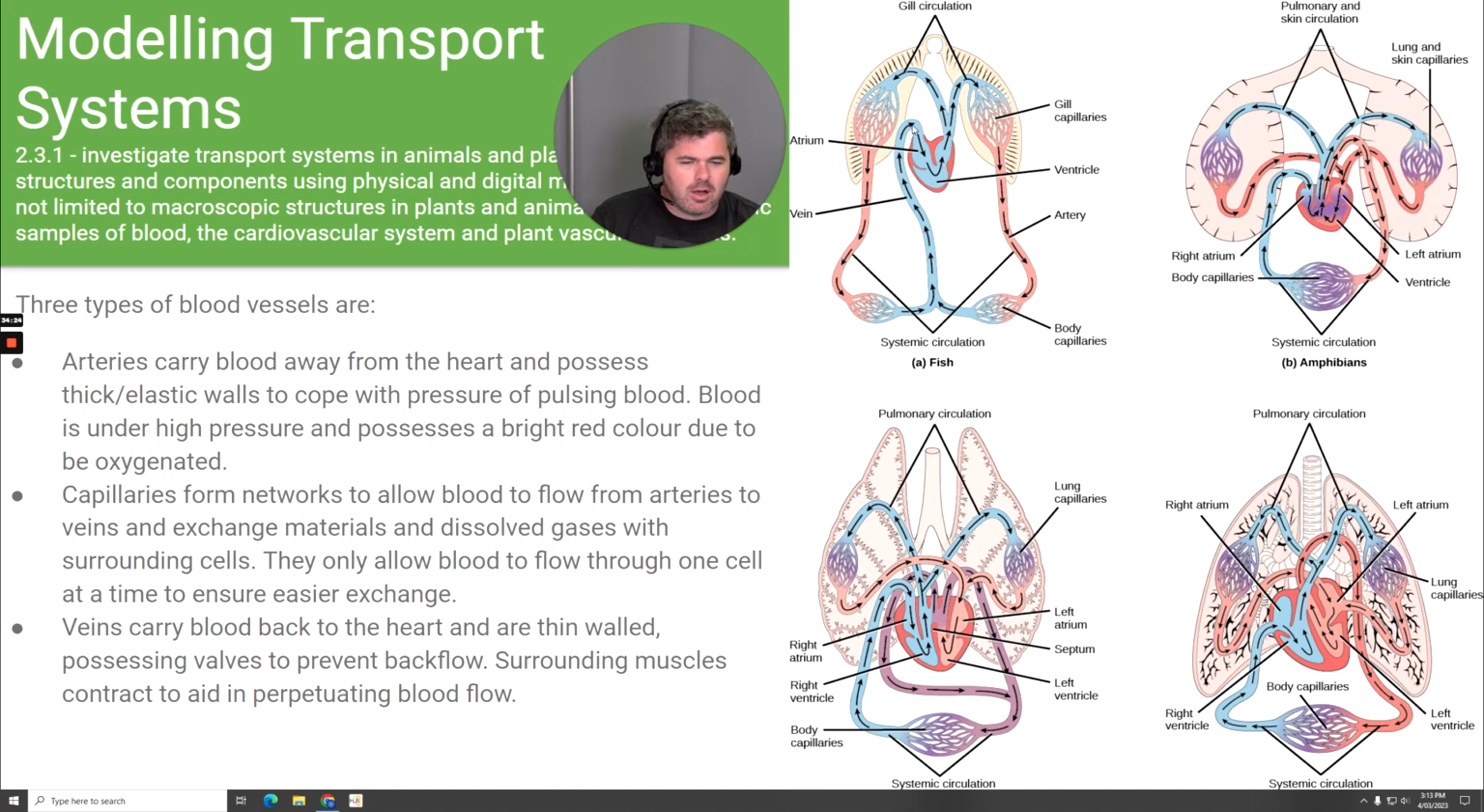So a fish heart only has 3 chambers. An amphibian has 1, 2, 3, so right atrium, left atrium, and a ventricle. So it's also 3-chambered. 1, 2, 3, 4, 5. This is a 5-chamber heart, and over here we have the typical 4-chamber heart found in humans.